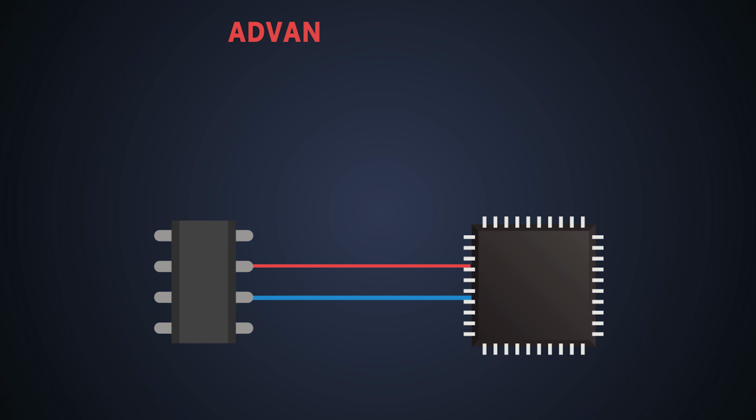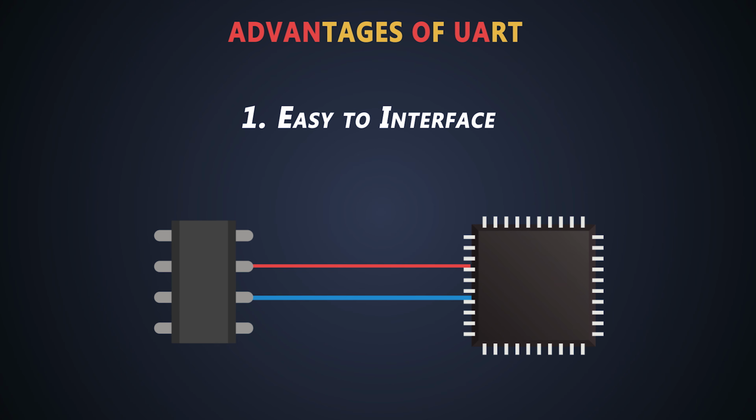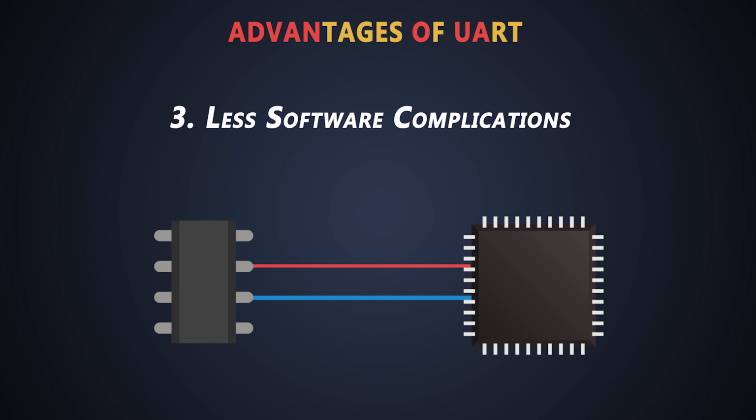There are multiple advantages of this UART communication. If you see, it is very easy to interface. It needs less hardware. Only 2 wires make the job easy. And there are no software complications like addressing the slaves, because only 2 devices are talking to each other.